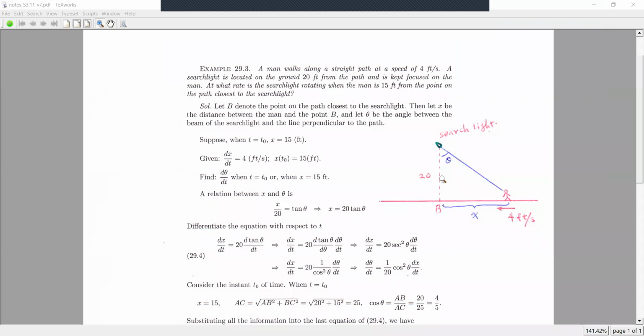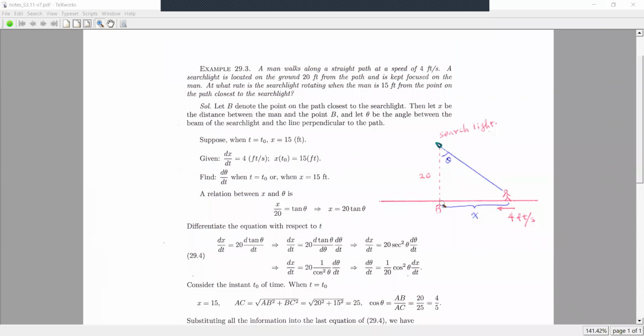Here is a diagram about this example. This is the man who is walking along this straight path. His walking speed is 4 feet per second. The searchlight is here. The distance between the light and the path is 20. This is the light beam. Focus on the man.